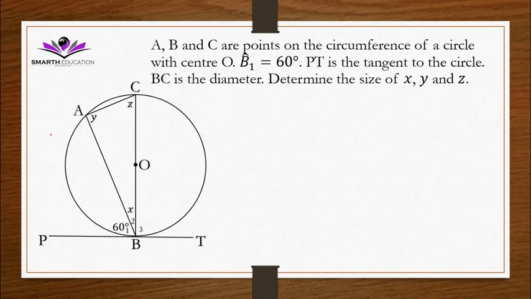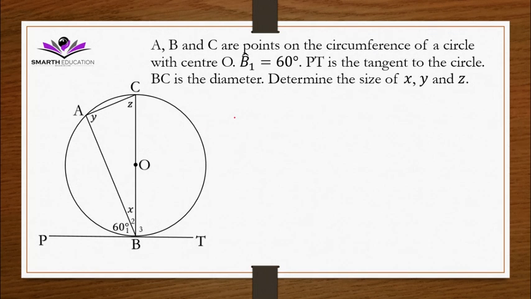Welcome back. It says A, B, and C are points on the circumference of the circle with center O. B1 is 60 degrees, PT is the tangent to the circle, BC is the diameter, and determine the size of X, Y, and Z. So we can easily find these angles using the Chord theorem, but because we haven't done the Chord theorem, I'll stick to the theorems that we have done, which is the theorem that involves the tangent and the radius or the tangent and the diameter. But soon after this, I'll just show you how you could have used the Chord theorem. Some of you that know what the Chord theorem is could have done that and easily get your answers.